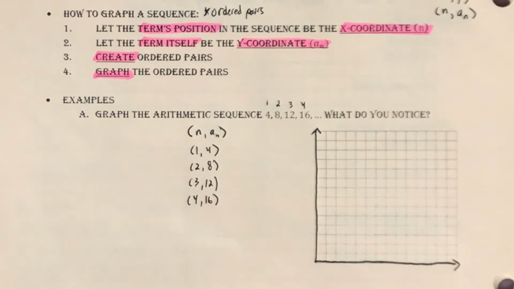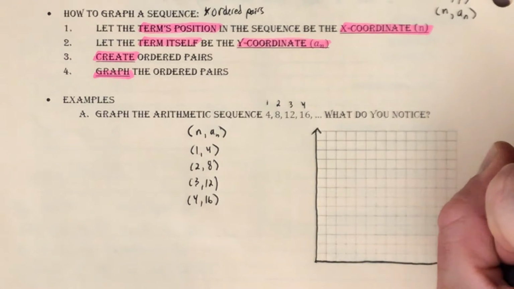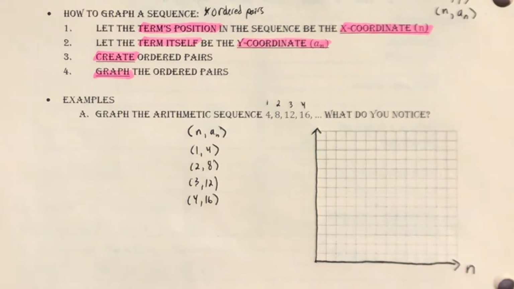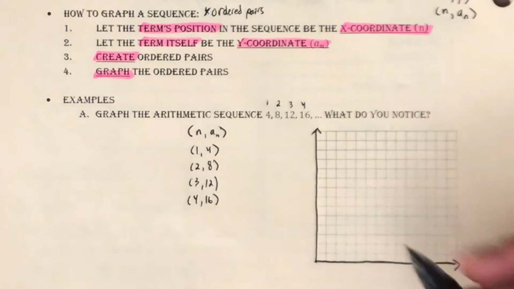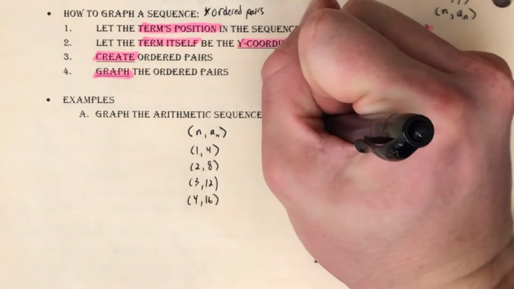Now again, I want to label it. My x-axis is known as n. We call it n in an arithmetic sequence. And then the y-axis is known as a of n.